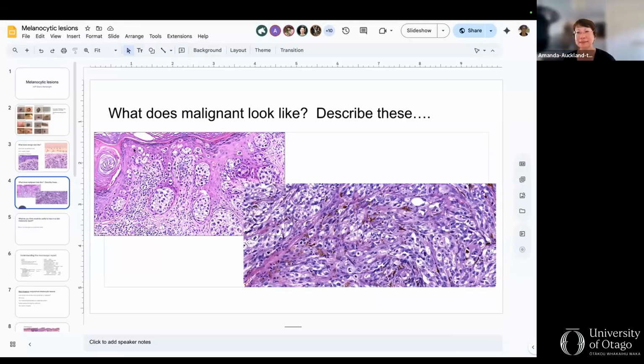Okay, three situations for pagetoid spread: melanocytic lesion, sebaceous carcinoma, and sometimes Bowen's disease, but they won't give you squamous cell carcinoma in situ. So if you see this pattern, it's going to be sebaceous carcinoma or a melanocytic lesion. And this is all confined to the epidermis. So we've got a malignant melanocytic lesion confined to the epidermis. So this is melanoma in situ.